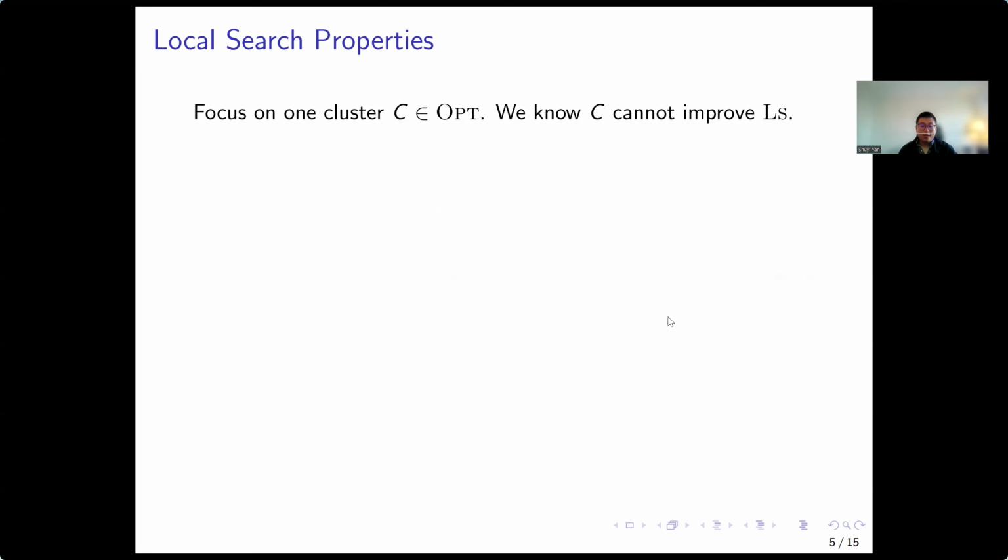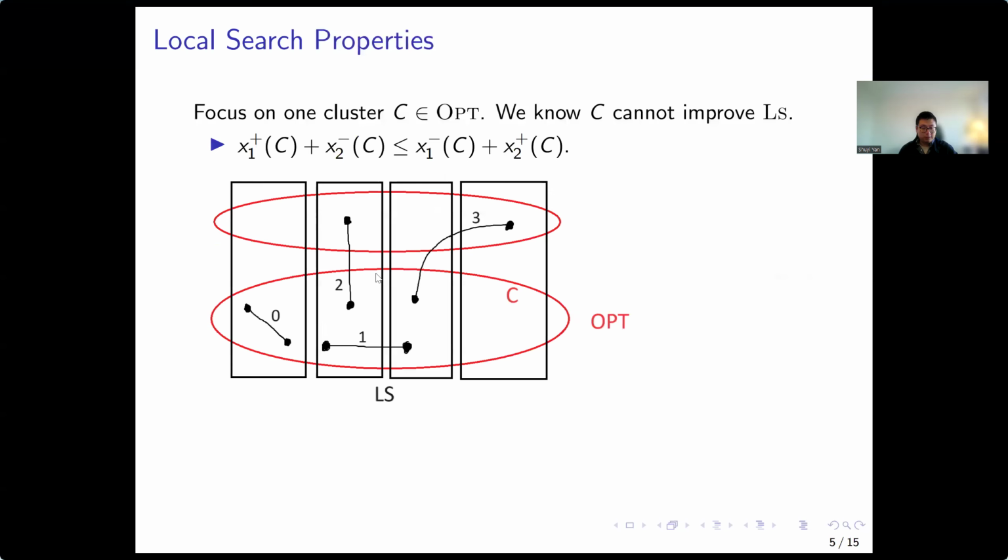Now let's focus on one cluster C in the optimal solution. We know that C cannot improve our solution, but what does it mean? In this picture, I draw our solution in black. The red solution is the optimal one. If we focus on this C, we look at all edges incident to C, including the internal and external edges. We can divide these edges into 8 types.